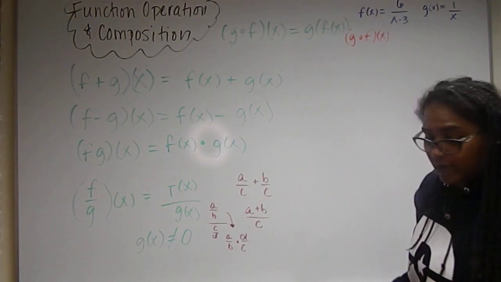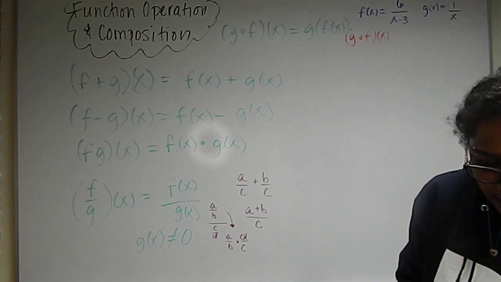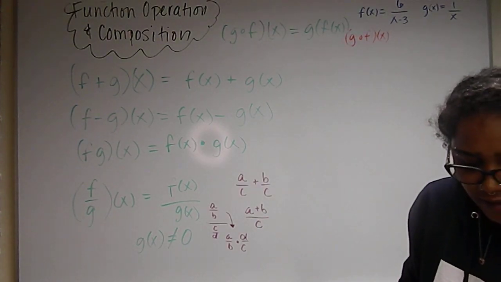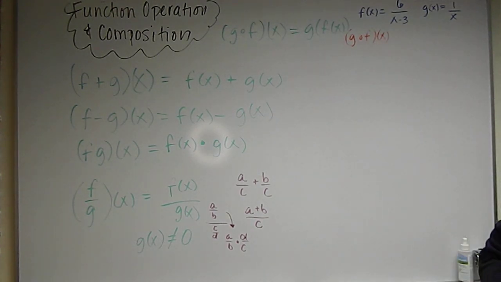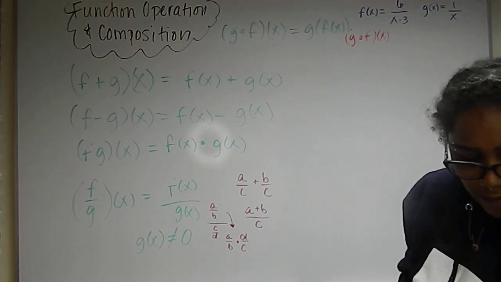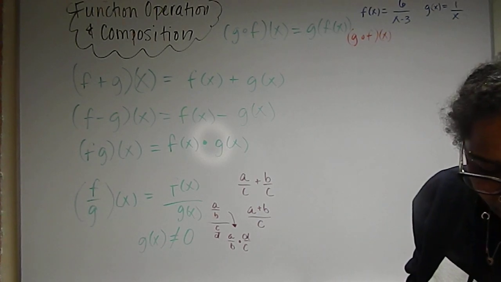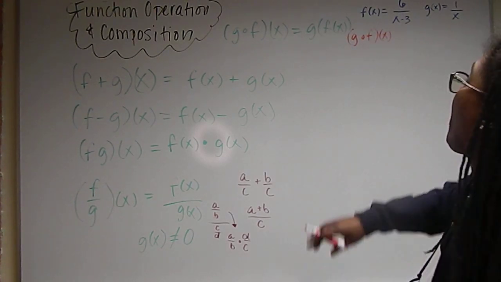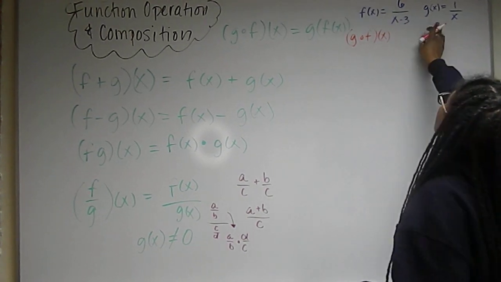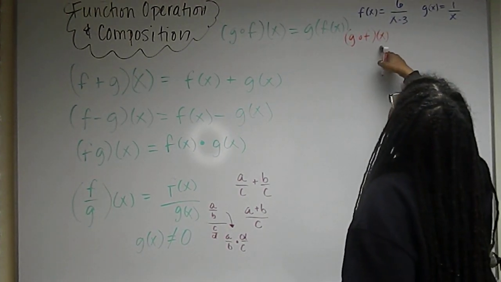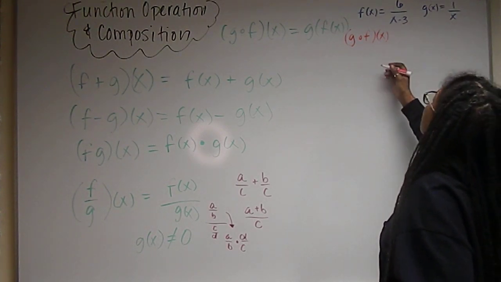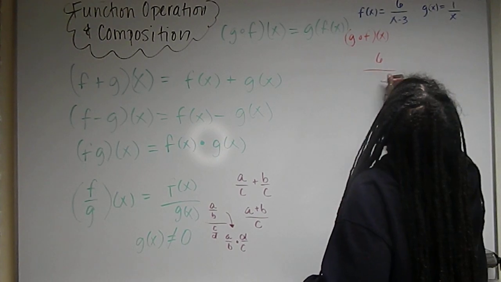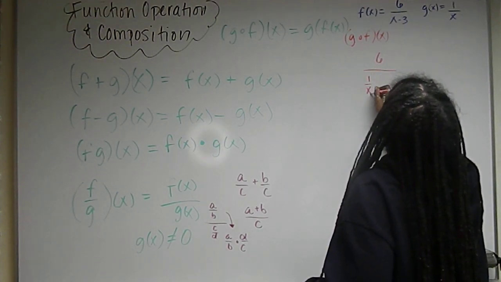All right. I know my time's winding down. Let me hurry up and do this one. Oh, yeah, we're done. G of f of x. All right. F of x is what? 6 over x minus 3. And so now we're going to do this one, right? So if f of x is 6 over x minus 3, then we're going to put g of x where the x is. So 6 over 1 over x.